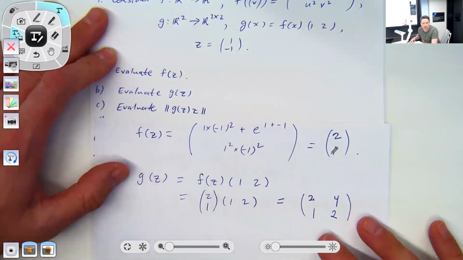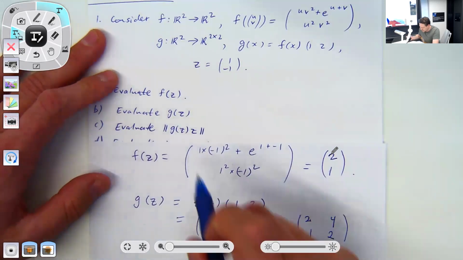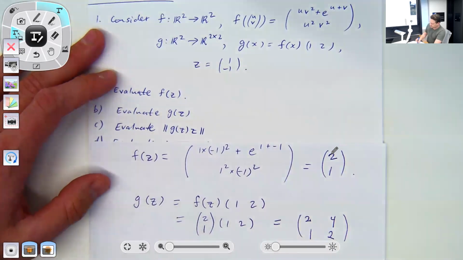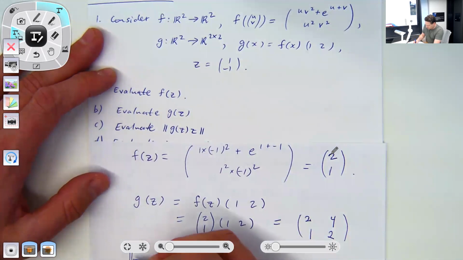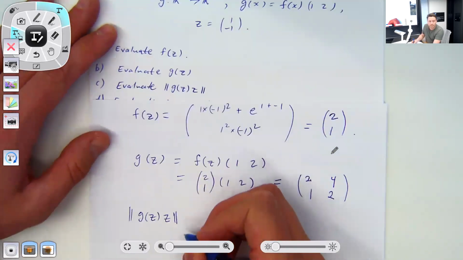All right, next one. Evaluate the norm of g of z by z. All right, so I'll rewrite this, g of z, and we're taking the norm. This will just be the Euclidean norm.